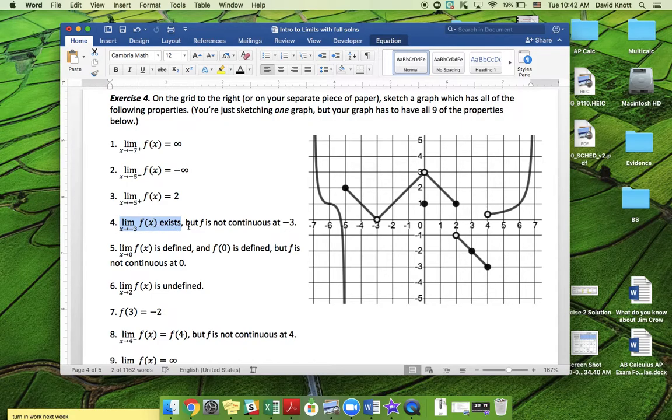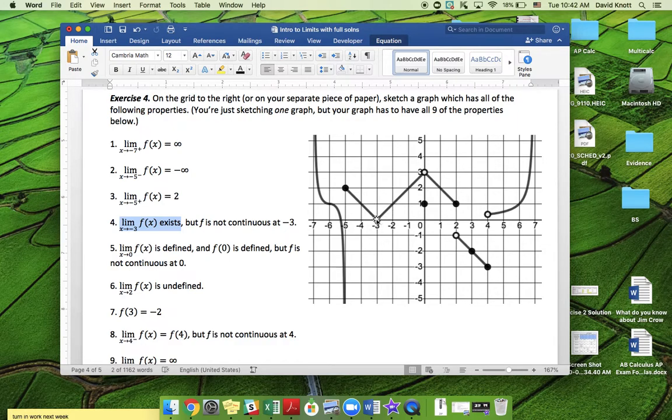So in order to make this property be satisfied, I have to draw my graph in such a way that the left and right-hand limits as x approaches -3 are the same. That's what it'll take to make the two-sided limit exist. So the left and right-hand limits in my graph, let's see what they are at -3. The left-hand limit at -3 appears to be 0. As I approach -3 from the left, the value of my function is going to 0. Now, how about the right-hand limit? Well, as I approach -3 from the right, the value of my function is also 0.